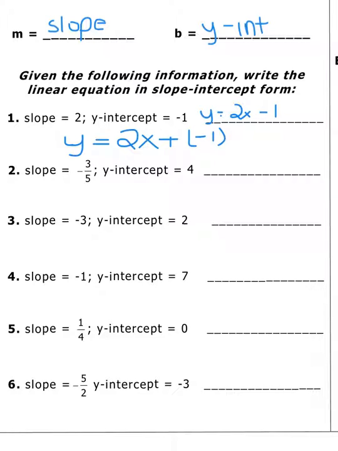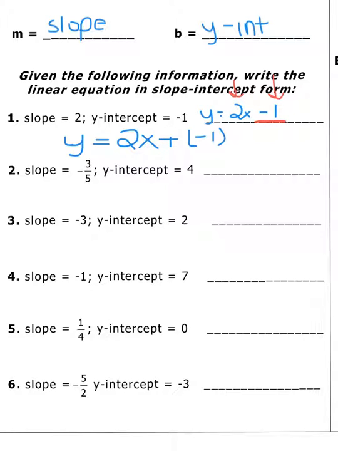We can look at this and see that our slope is 2 and our y-intercept is -1. So when you are working backwards and you're given the slope-intercept form, make sure you include the sign that is in front of each of those numbers.